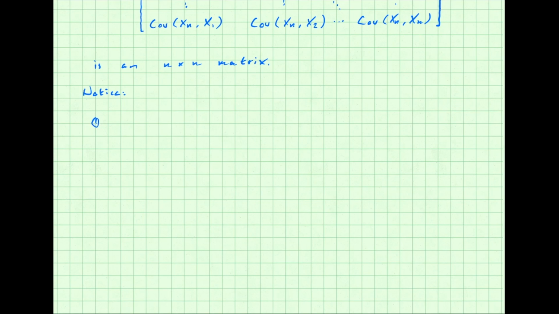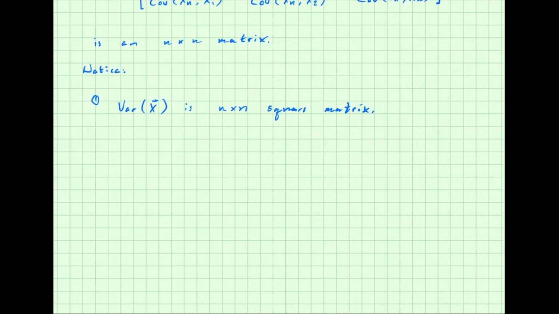But this variance-covariance matrix is an n by n square matrix. It's important that it's square. That's useful because it allows it to have properties like having an inverse and so on. It's very important to have a square matrix for various different things. And also it's symmetric.